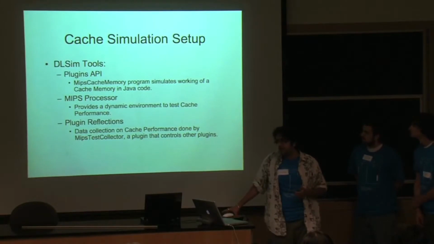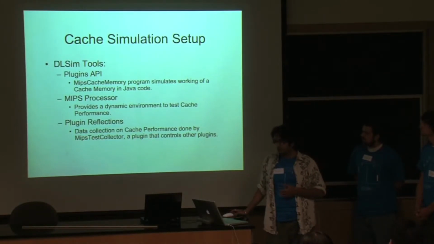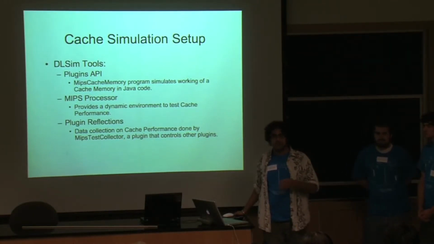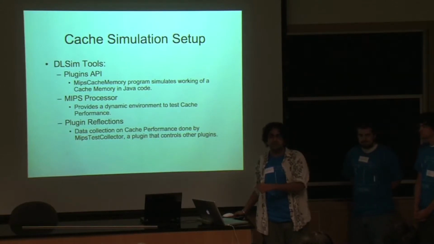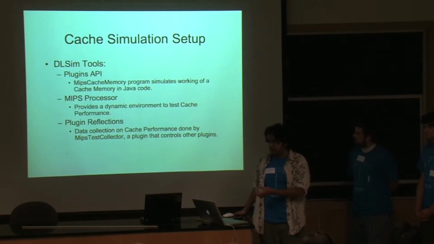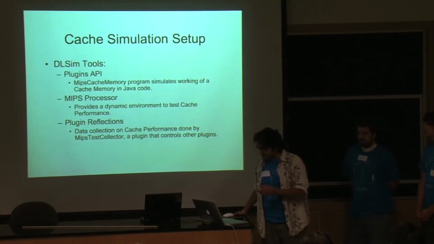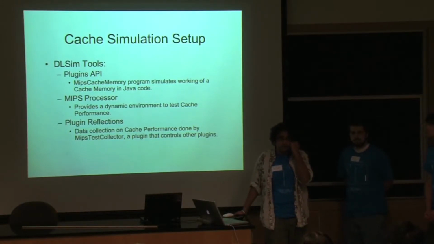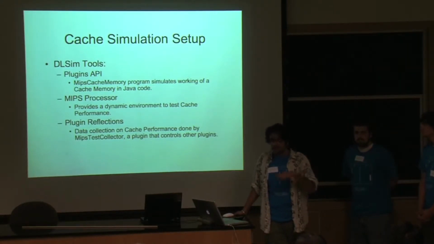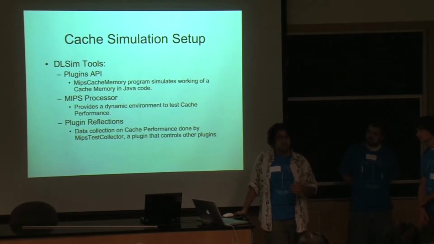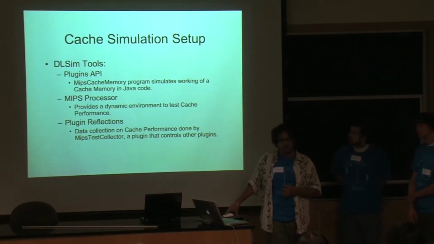So the setup that I used with DLSim was, so we already have DLSim, of course. On top of that is the plugins API, which lets you create little chips, but describe them using a Java program. The MIPS processor that we looked at, that Mr. Ronson made, and plugin reflections, which is a new feature which lets plugins talk to each other for passing data. In this specific case, it's used for collecting statistics on how well these plugins are working inside DLSim.